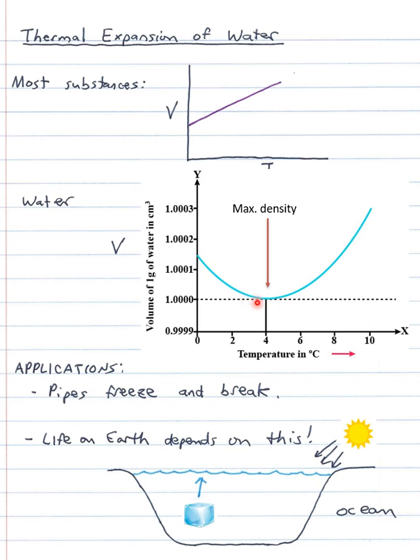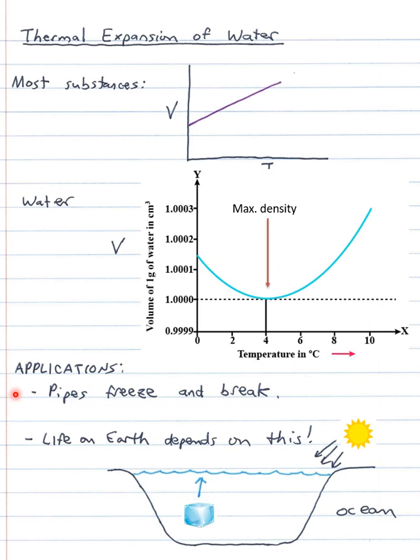And then it gets to its maximum density, meaning minimum volume, and then it goes the other way. It acts more normal, like most substances do. Volume starts to increase, which means density starts to decrease. Some applications of this are, unfortunately, I'll get to the unfortunate application first.